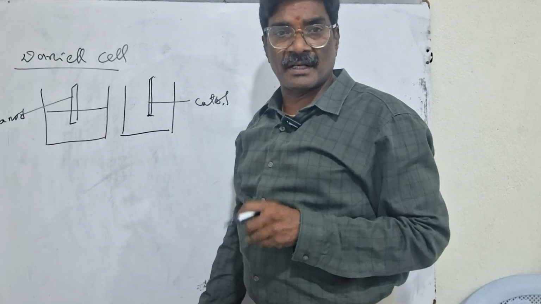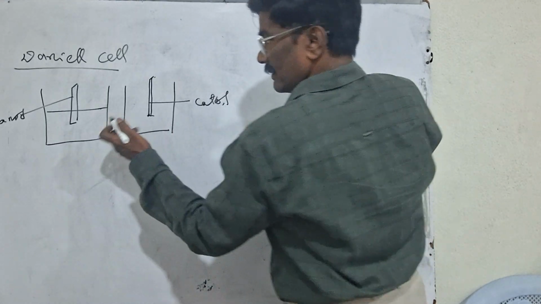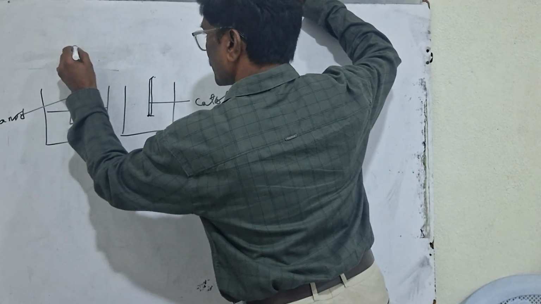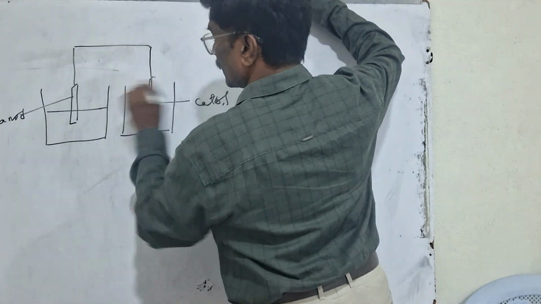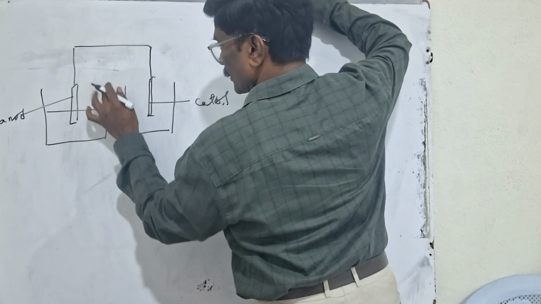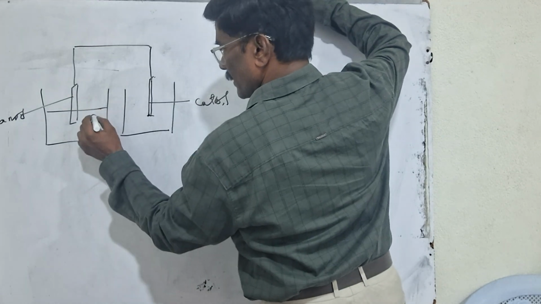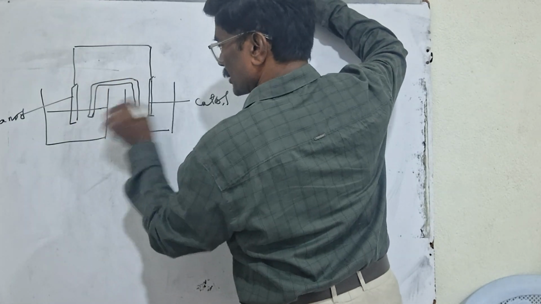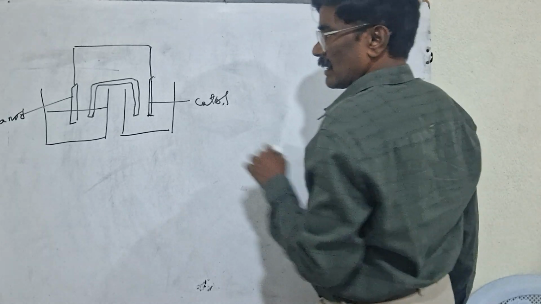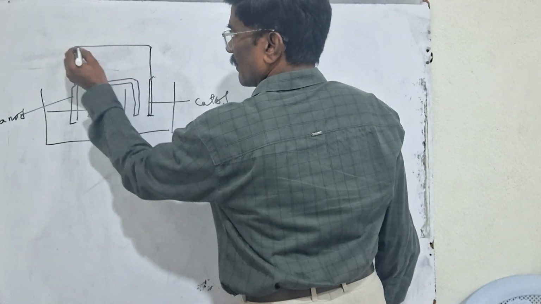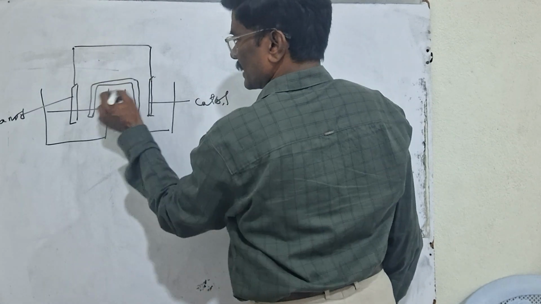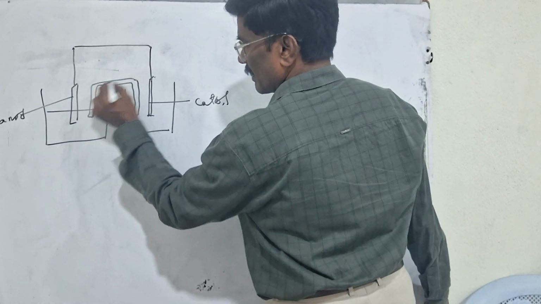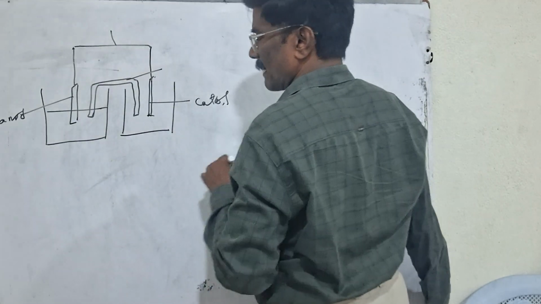At unit concentration, if the concentration is unity, then what is the potential of this cell? These two metallic rods are connected with a copper wire, and the two electrolytes, meaning the salt solutions of the electrodes, are connected with a salt bridge. This is the external circuit, the copper wire, and the salt bridge is the internal circuit.